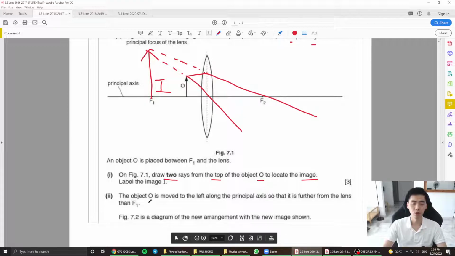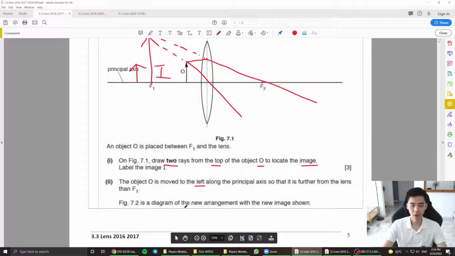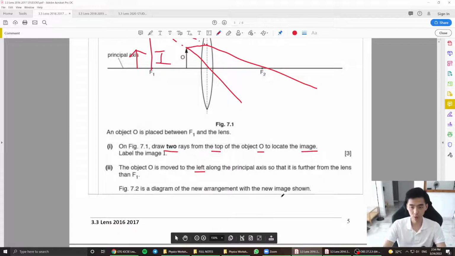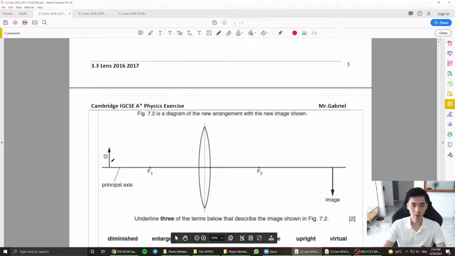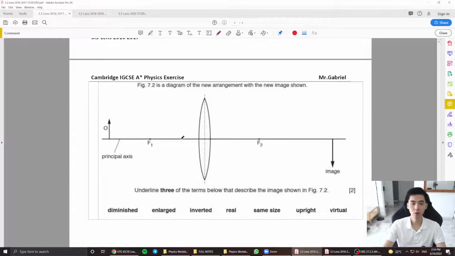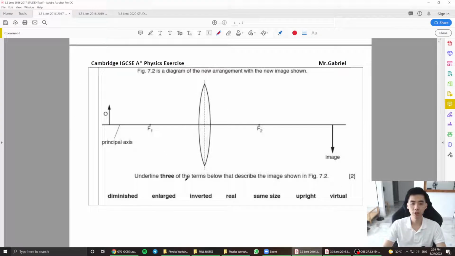Then after that, object O is moved to the left along the principal axis so that it is further than F1. So right now the new object is here. Figure 7.2 is a diagram of the new arrangement with the new image shown. Okay, this is the new arrangement with the new image shown. Underline three of the terms below that describe the image shown in 7.2.